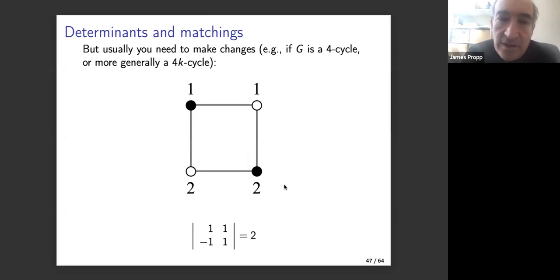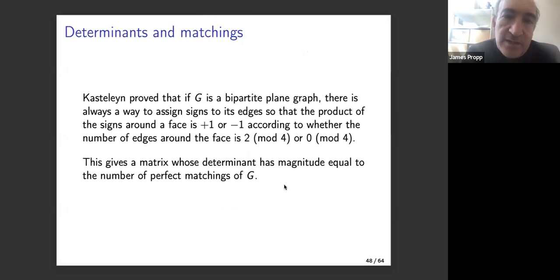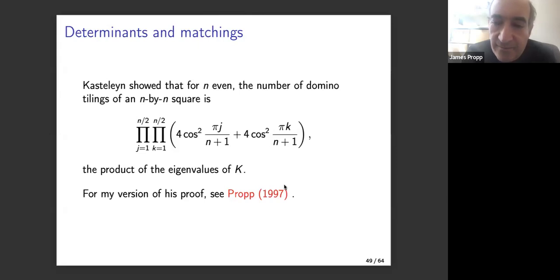And Kasteleyn showed you can always do this. There's a way to assign signs to the edges so the product of the signs around a face is +1 or -1, according to whether the number of edges around the face is 2 mod 4 or 0 mod 4, and this gives a matrix whose determinant has magnitude equal to the number of perfect matchings of the graph. Great news. So, a lot of details swept under the rug here.